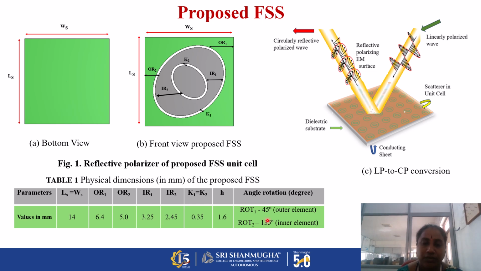In simulation, we can identify the conversion process in the results. After fixing this, here 135-degree and 45-degree, if you take the phase shift, it is automatically 90-degree. In this proposed FSS, we achieved a 90-degree phase shift in the FSS element. This is the general LP to CP conversion, and it consists of a dielectric substrate and a conducting sheet. This is the LP to CP conversion process, and finally we achieved a circularly polarized, that is CP, reflected wave.